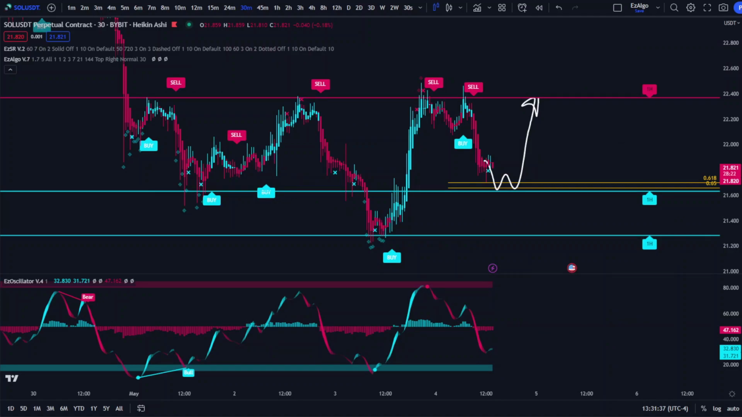All right, guys, EzOscillator V.4 is officially live. This is our very own momentum divergence indicator, and this is all real time. This is a non-repaint, non-lag indicator.